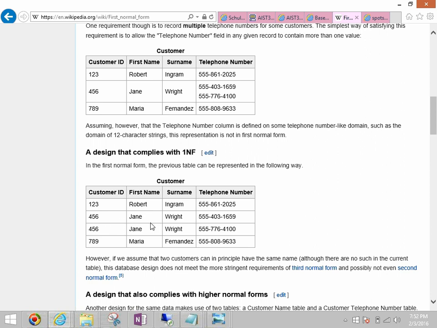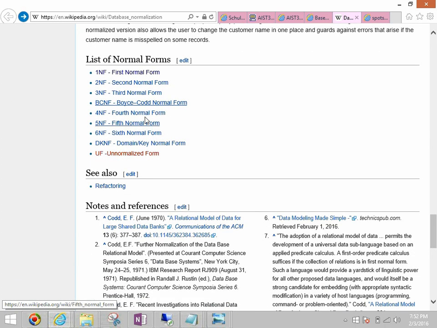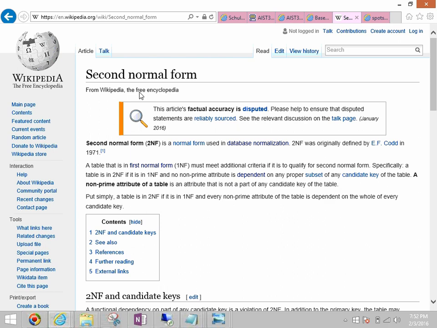We have two records for Jane Wright to represent two different phone numbers for Jane Wright. And we want to add a column here that says home phone, cell phone, maybe to distinguish what type of numbers they are. But that gets this guy into first normal form. Okay, second normal. First through third are the ones that everybody really worries about.